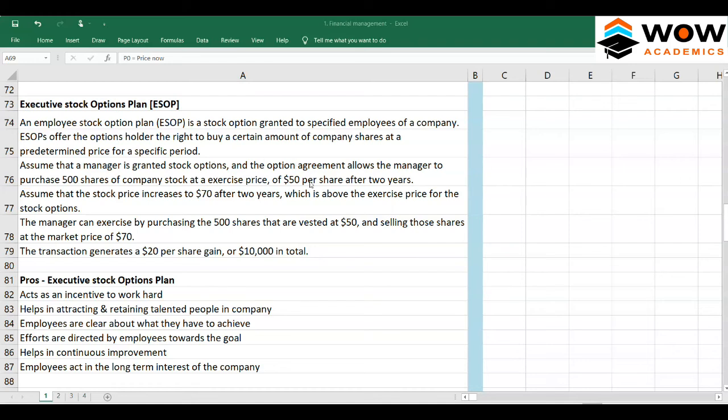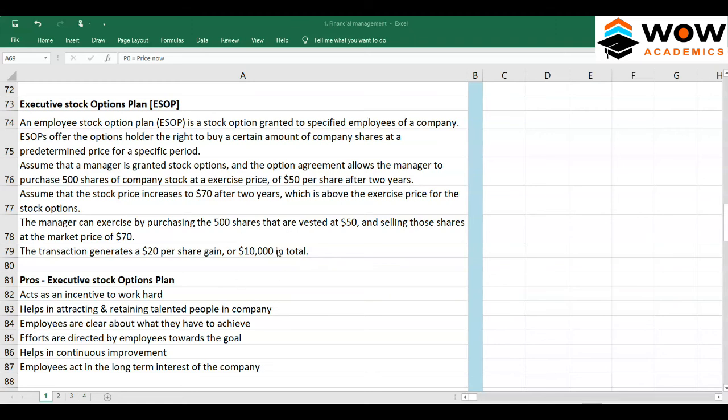So you can buy the shares at 50, and once that time period of 2 years is over, you can simply sell the shares at 70. So you bought at 50 and you sold at 70. So $20 is the profit you will make. So 500 shares into $20 will give you a total gain of $10,000.